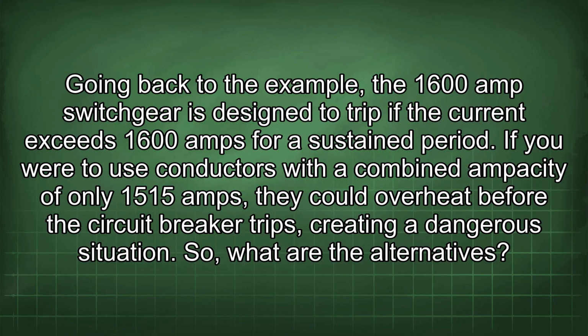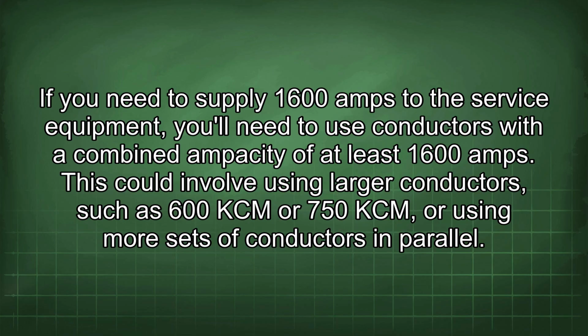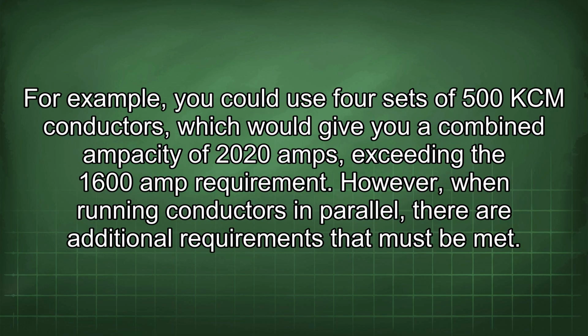So, what are the alternatives? If you need to supply 1600 amps to the service equipment, you'll need to use conductors with a combined ampacity of at least 1600 amps. This could involve using larger conductors, such as 600 kcm or 750 kcm, or using more sets of conductors in parallel. For example, you could use 4 sets of 500 kcm conductors, which would give you a combined ampacity of 2020 amps, exceeding the 1600 amp requirement.